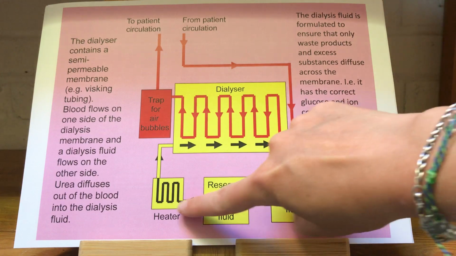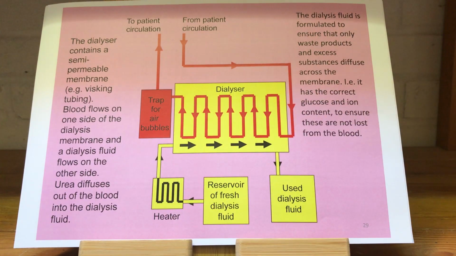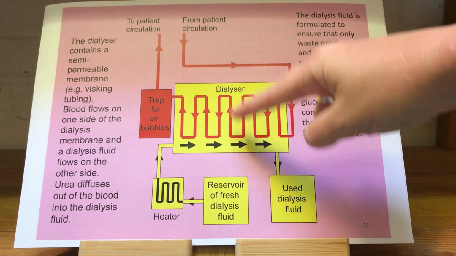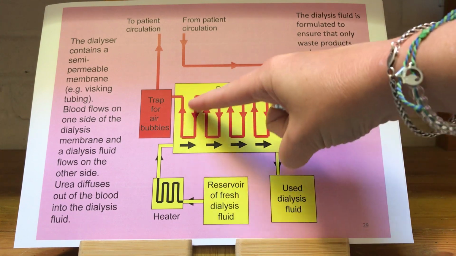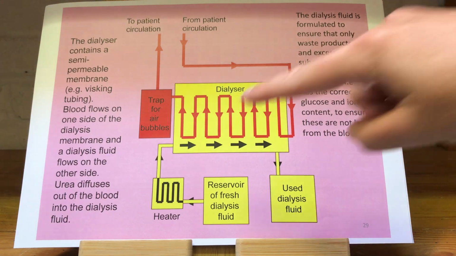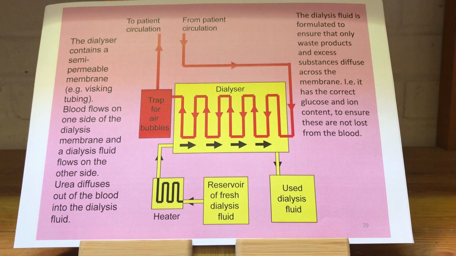So the dialysis fluid is very fresh here. Here, the dialysis fluid has no urea in it. But if we think about it, there's been urea diffusing out of the Visking tubing all the way along, so the amount of urea in this part of the blood is very, very low. But because we've got no urea here, we get this diffusion across.